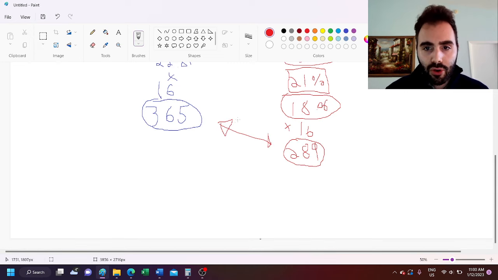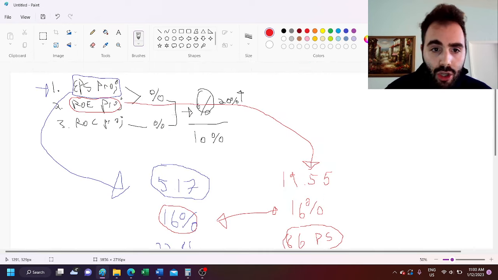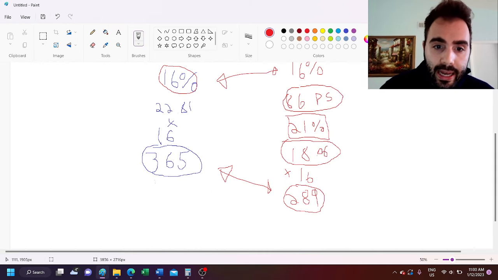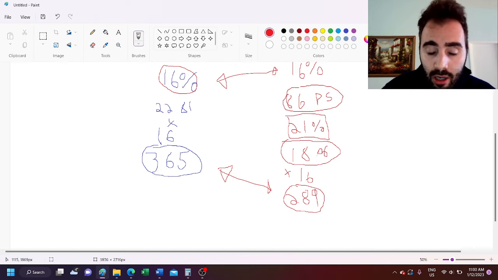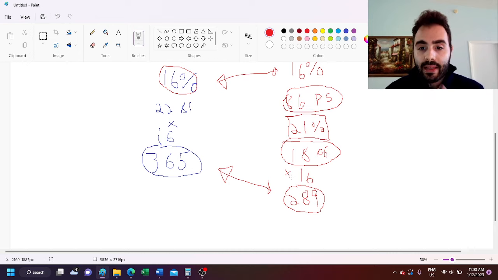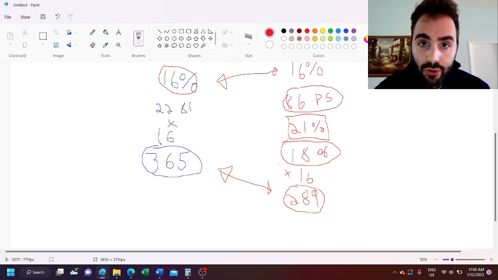So now we have two future prices for Google in 10 years' time. Using our earnings per share projection model, we estimate that Google will be trading at $365 in 10 years' time. Using our return on equity projection model, we estimate that Google will be trading at $289 per share in 10 years' time.